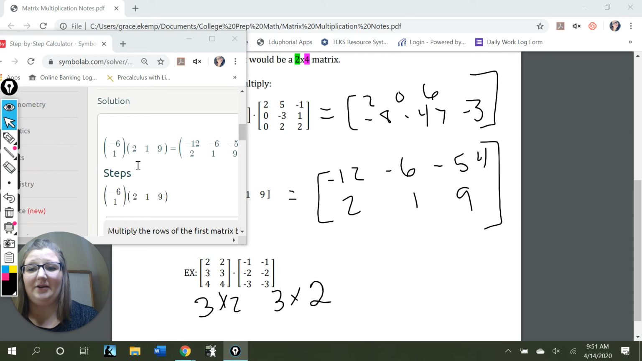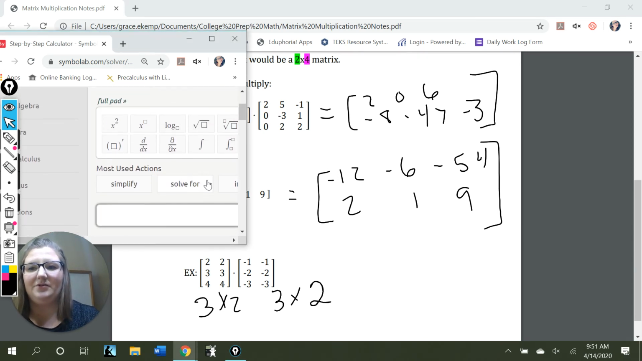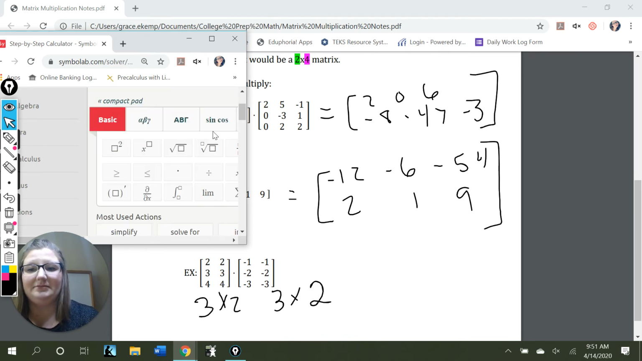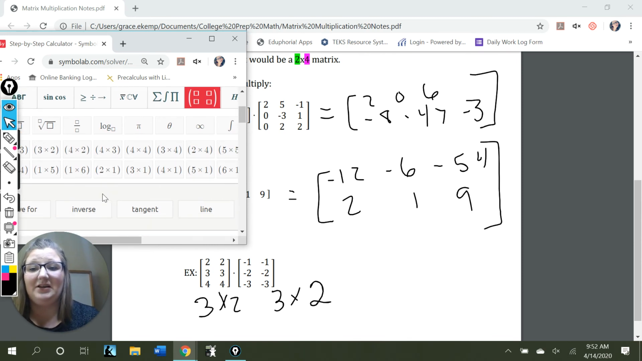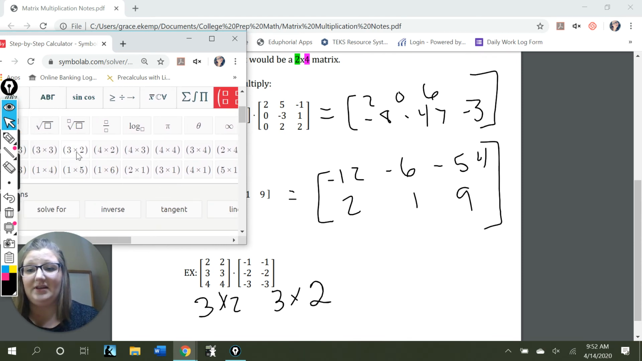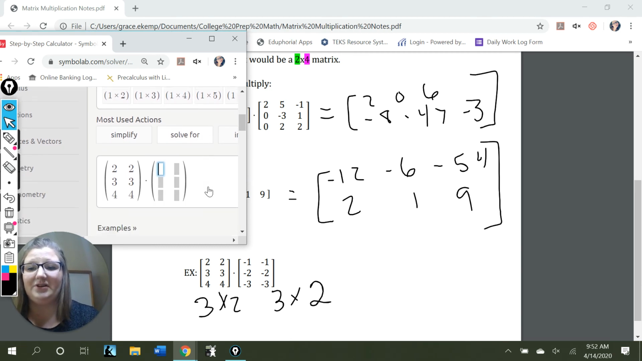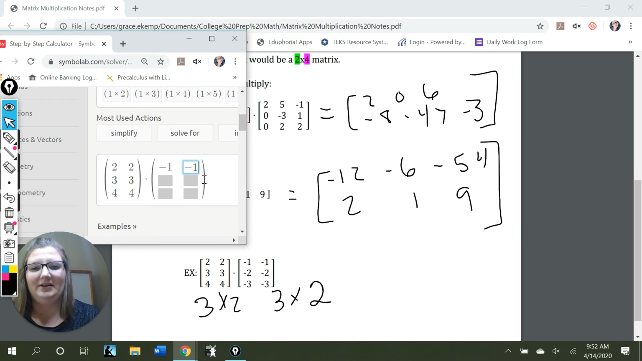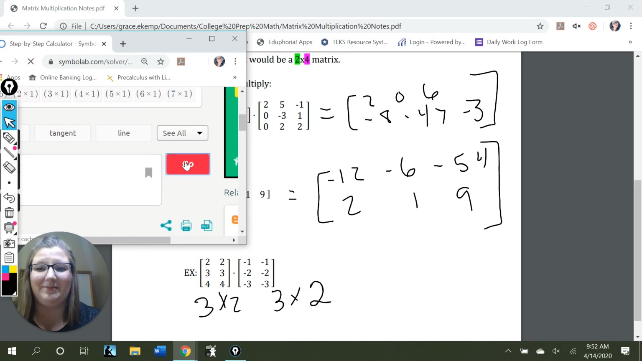So if we come over to our calculator and come back up to where we inserted the problem, we can clear that out. I'm going to click on full pad again, come over to where there's the button for inserting a matrix, and then we need a 3 by 2 matrix, which is right here. And then we just type in the numbers. So 2, 2, 3, 3, 4, 4 times. Our second matrix is also 3 by 2, so we'll click that. And it's -1, -1, -2, -2, -3, -3. And then once we've got both matrices typed out, we can come over and click go.